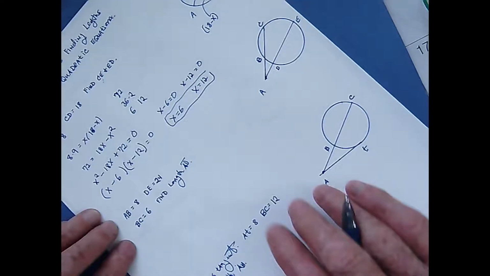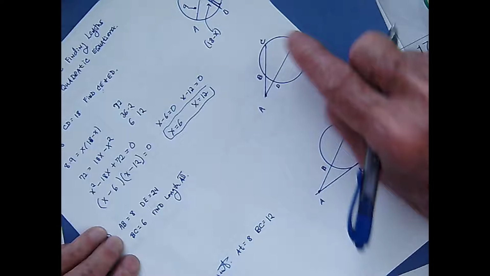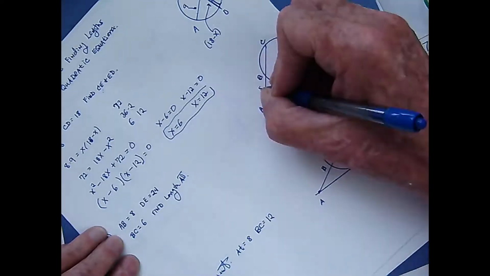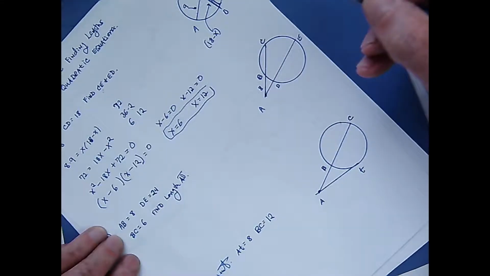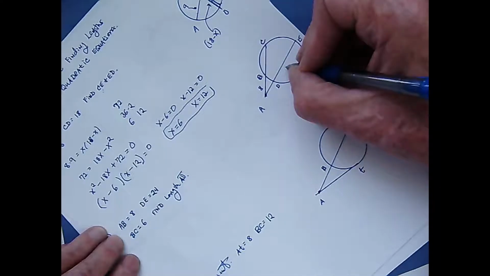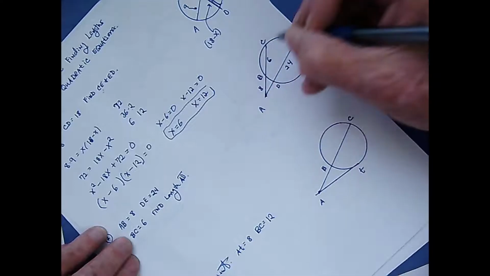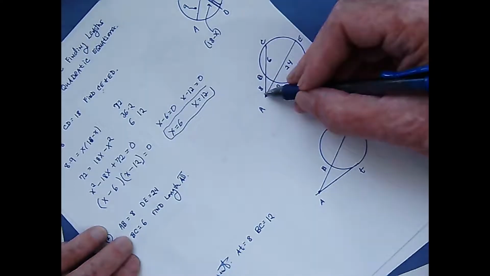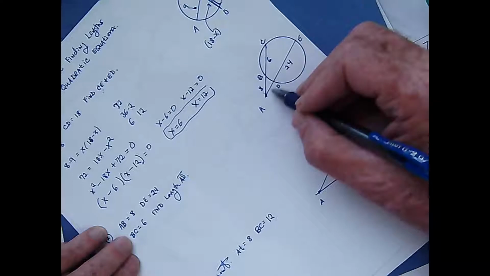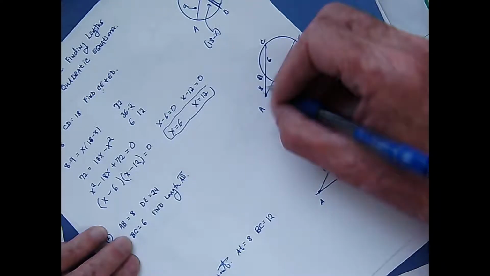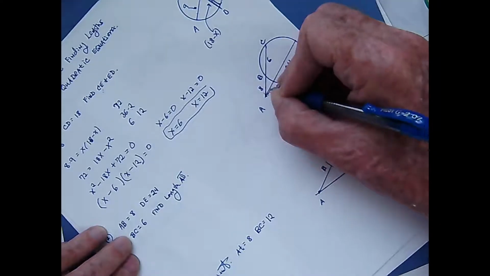Same kind of idea here. Let's jump into a couple of secants. AB is 8. DE is 24. But BC, this interior part here, is 6. And what you got to remember is that exterior part times the full length is equal to the exterior part times the full length. I'm going to call that exterior part x right there.